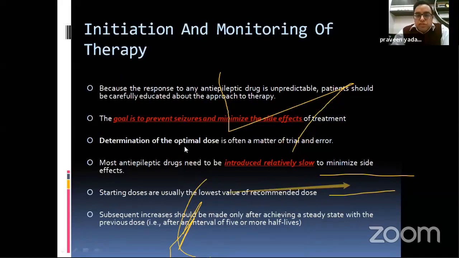And there is no fixed dosage regarding the optimal dose. It is by trial and error. You can calculate the ideal dose and the maximum dose, and with trial and error, you have to see what is the optimal dose for this medication. And to avoid side effects, as I already told, you have to gradually titrate the medication. The increase in the dose should be after an interval of 5 or more half-lives. So you should not rapidly increase the dose. Wait for 5 half-lives and then increase the dose gradually.